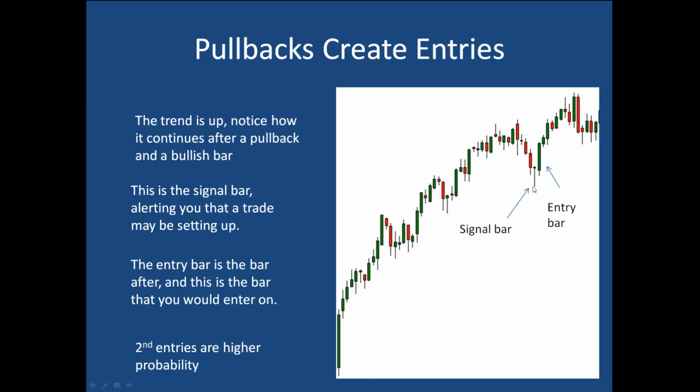And this bullish bar is called the signal bar, and this is signaling you that there may be a trade for you to take. This is a signal bar, this is a signal bar. And the bar after it is an entry bar, and this is the bar you enter on. So if you were to take this trade, you would place an order to get in above this bar, and then this entry bar is where you would actually be filled and you would get in your position. And you would be in a long position, which means you want it to go up. And if you wanted it to go down, you would call it a short position.